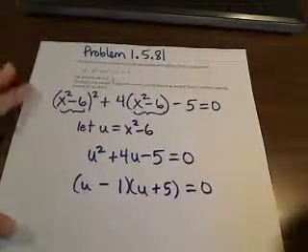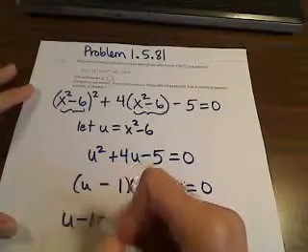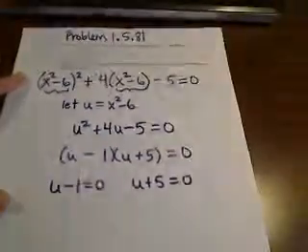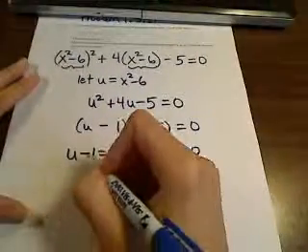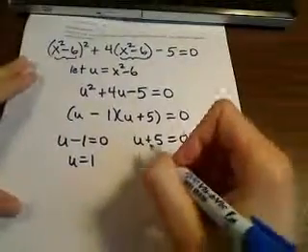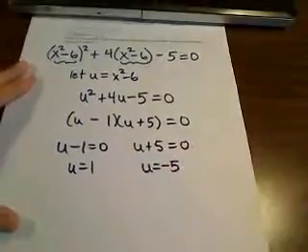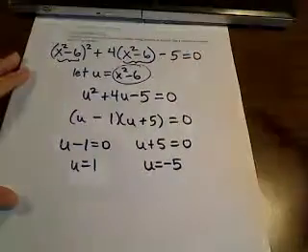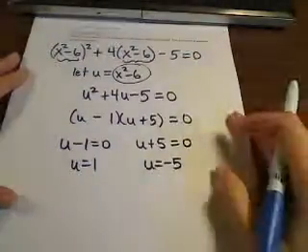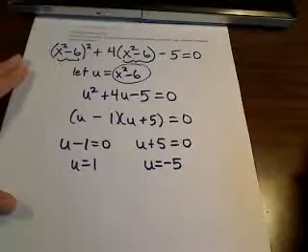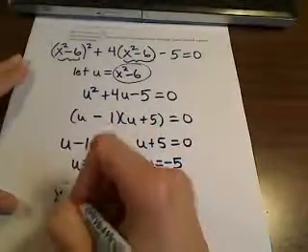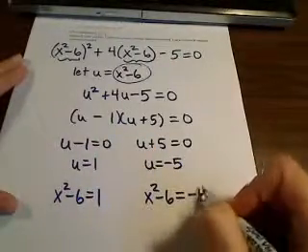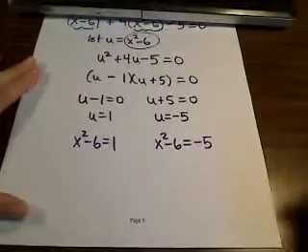So it does factor. So we would set u minus 1 to 0 and u plus 5 to 0. And then we're solving here. So add the 1, we get u equals 1, and subtract the 5, and we get u equals negative 5. Okay, so now we're going to back substitute. Where we have a u, we're going to plug in x squared minus 6, and we're going to solve that. Okay, so I have x squared minus 6 equals 1, and x squared minus 6 equals negative 5. So I have two different things to solve.